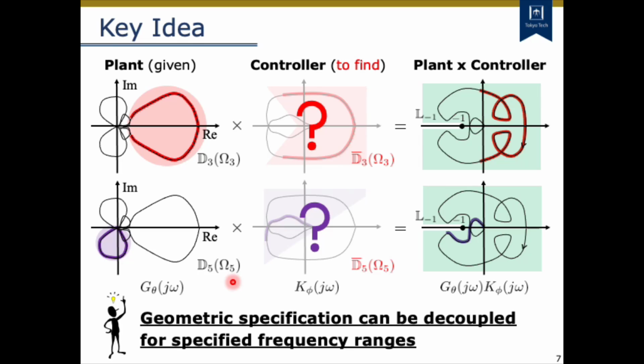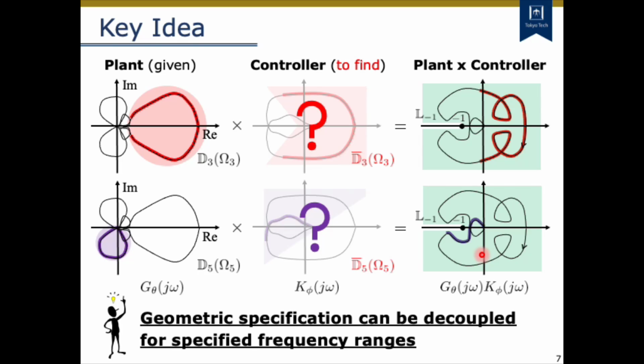Because these different domains cover the Nyquist surfaces for different frequency ranges, we can decouple the analysis into those in the respective frequency ranges. Then, for each of the frequency ranges omega 3 and omega 5, we aim at finding a domain of controllers denoted here by D3 bar and D5 bar, such that the multiplication of D and D bar is equal to the green domains shown here.